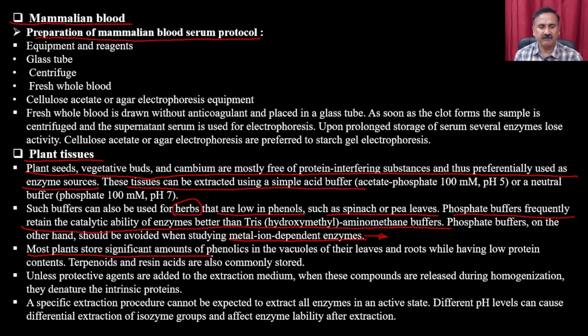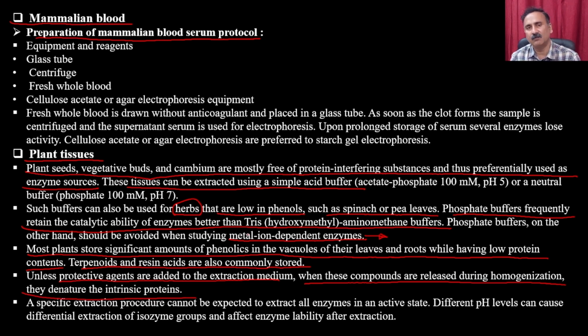Most plants store significant amounts of phenolics in the vacuoles of their leaves and roots while having low protein content. Terpenoids and resin acids are also commonly stored. Unless protective agents are added to the extraction medium, when these compounds are released during homogenization, they denature the intrinsic protein. So that's why we should be very, very careful about the phenolics and tannins and all other kinds of secondary metabolites from the plants. So we should have a sufficient amount of the antioxidant molecules and the reducing agents so that they should not be able to affect the proteins.